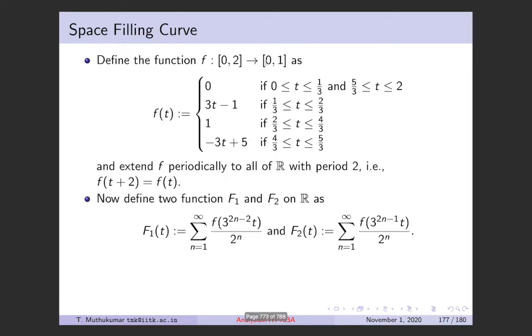Then, because we need to map it to the square, we define two functions f1 and f2 on R using this little f, such that f1 of t is the limit of this series, and f2 of t is the limit of this series, which is nothing but f of this value over 2 over n, f of this value over 2 over n.